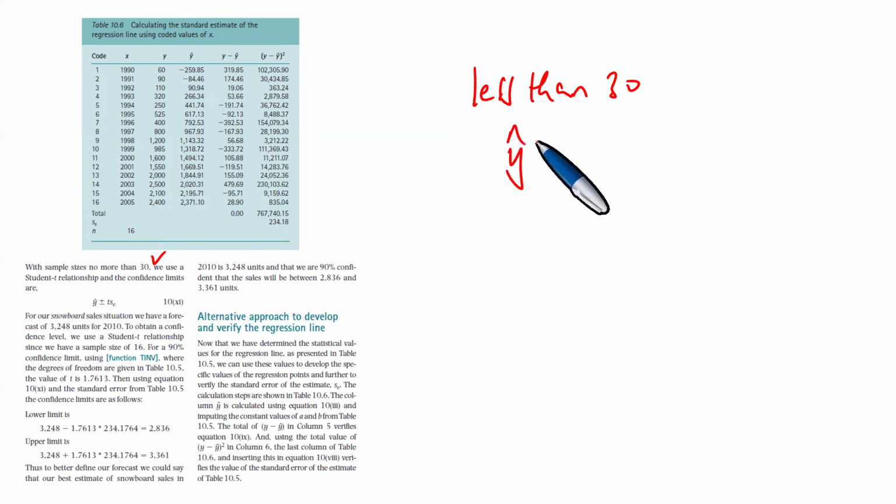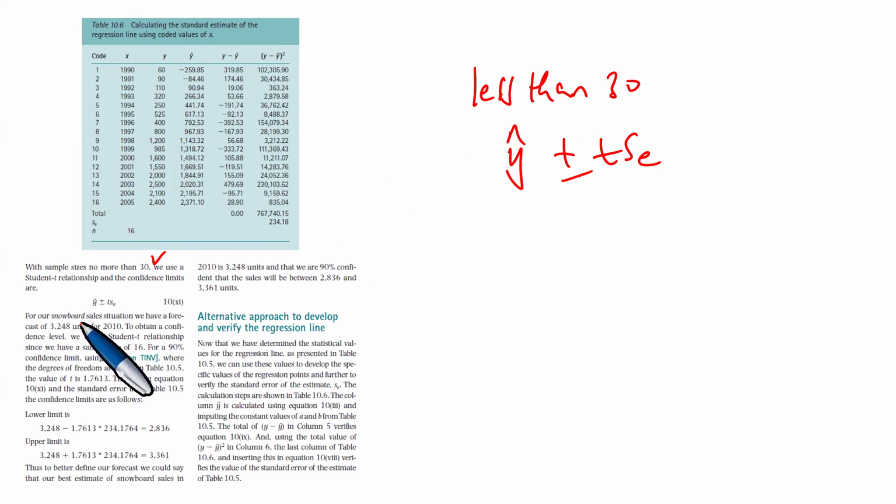I want us to continue with a brief discussion about table 10.6, but with sample sizes no more than 30. For smaller sample sizes, less than 30, we use a Student t relationship, and the confidence limits are y hat plus or minus t times SE.